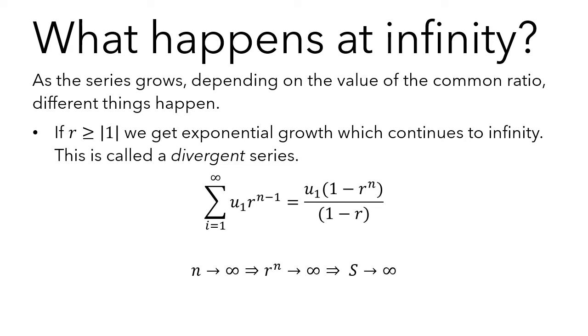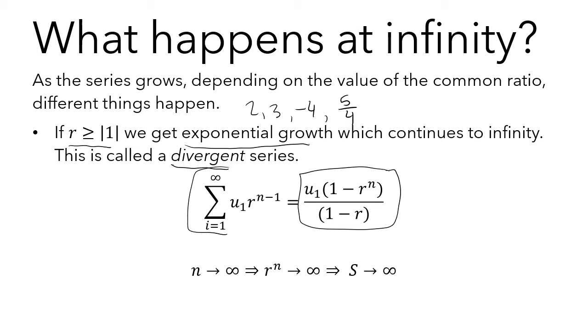So as the series grows, depending on the values of the common ratio, different things happen as it tends towards infinity. So if r is a big number greater than 1, and it can be positive or negative, like negative 2 or 3 or negative 4, or even a fraction, 5 over 4, as long as it's bigger than 1, we get something called exponential growth, which as you go on to infinity diverges, and we call this a divergent series.